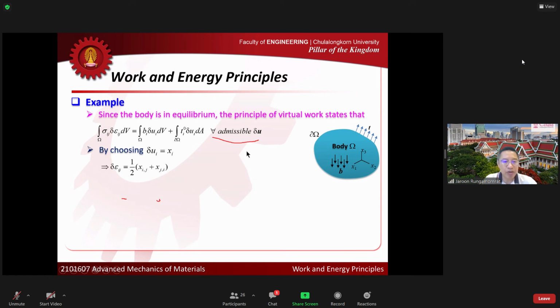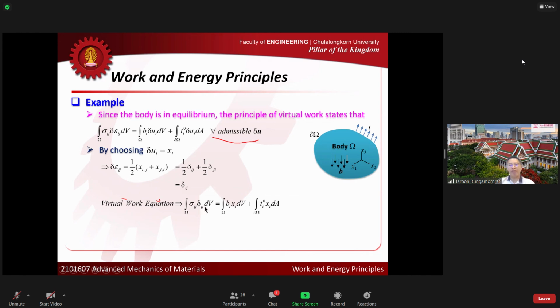So this choice, when we plug it in, has to be satisfied as well. Now I can compute delta epsilon ij for delta ui equal to xi. I plug in xi here. Xi comma j is simply delta ij. Xj comma i is simply delta ij as well. So delta epsilon ij is simply the Kronecker delta ij. I plug it in here. The two terms on the right hand side are the same as what we have in equation 3 that we want to prove, right?